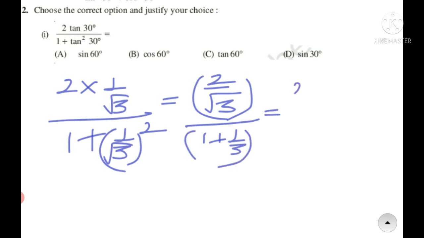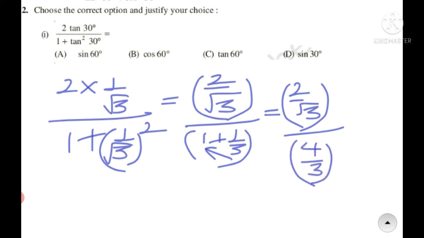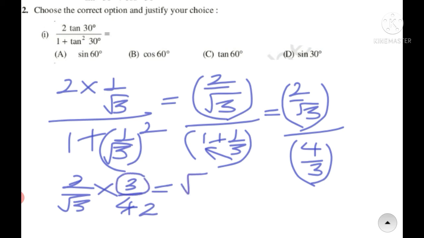Need to solve it a little. 2 by root 3 is already in simplified form, but in the denominator we have, just do it in a single step, 3 ones are 3 plus 1, 4 by 3. You don't need to show taking LCM and all. Now just reciprocate. I get 2 by root 3 multiply by 3 by 4. Now 2 and 4 get cancelled. I get 2. And in 3, there are actually 2 root 3's, okay? So when I cancel root 3 by 3, I get root 3.